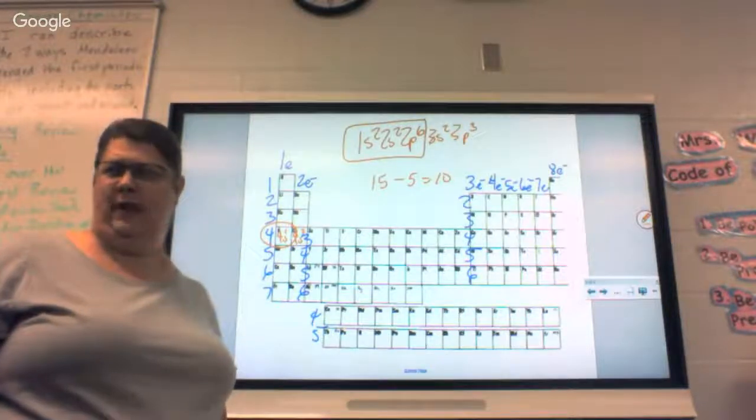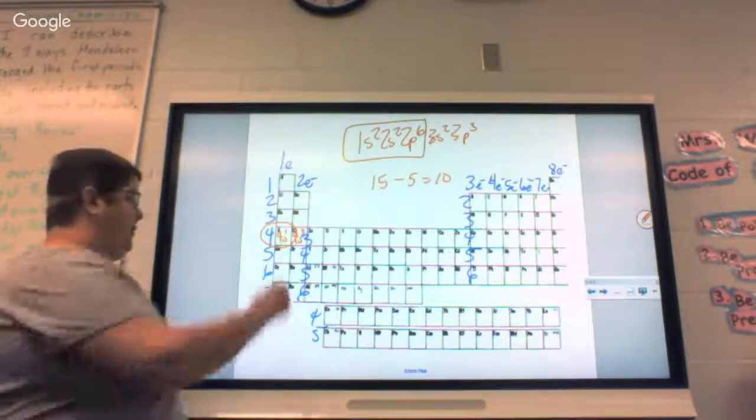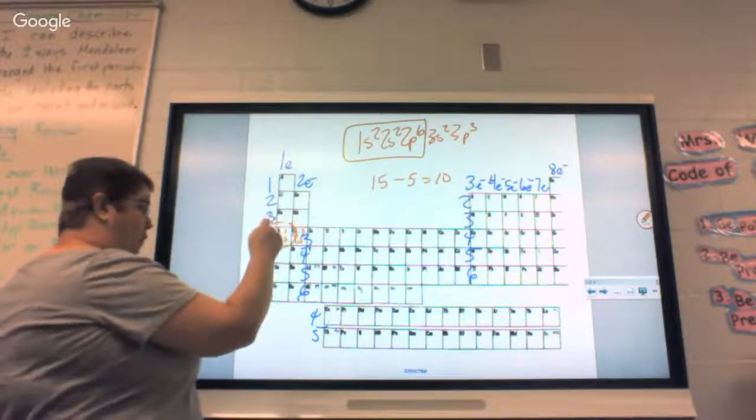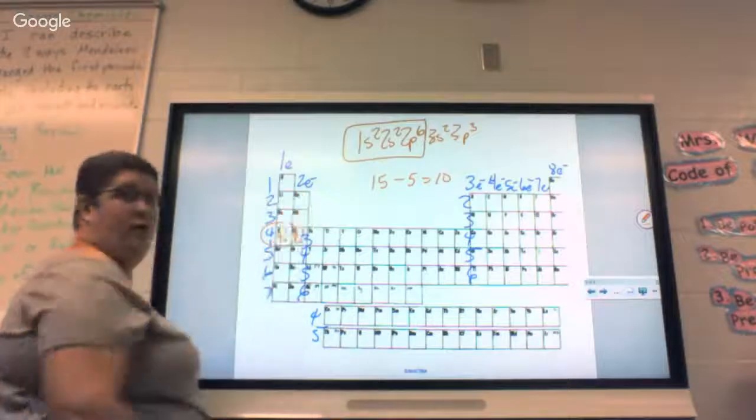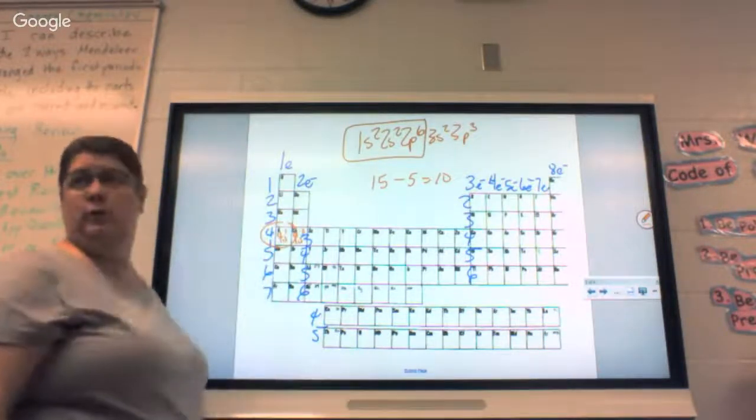I don't understand how you don't get it. If we read the periodic table, these two elements are in the 4, and this is the S block. Are you with me on that? This would be 4s1, and this would be 4s2.